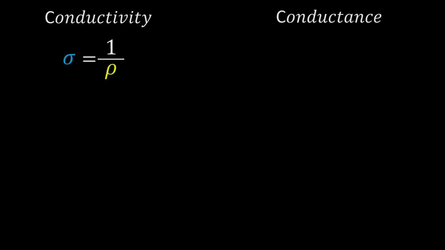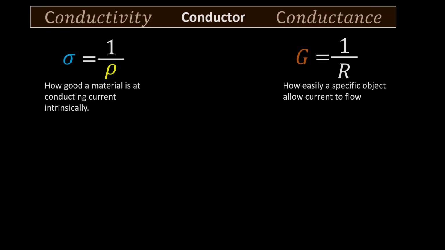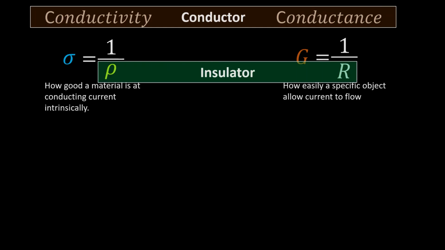Now, what is conductivity? Conductivity is simply the inverse of resistivity. It is denoted by sigma equals 1 divided by rho. Similarly, conductance is the inverse of resistance. It is denoted by G equals 1 over R. Conductance tells us how easily a specific object allows current to flow, and conductivity tells us how good a material is at conducting current intrinsically. So both conductance and conductivity are properties of conductors, while resistance and resistivity are often discussed in the context of insulators.